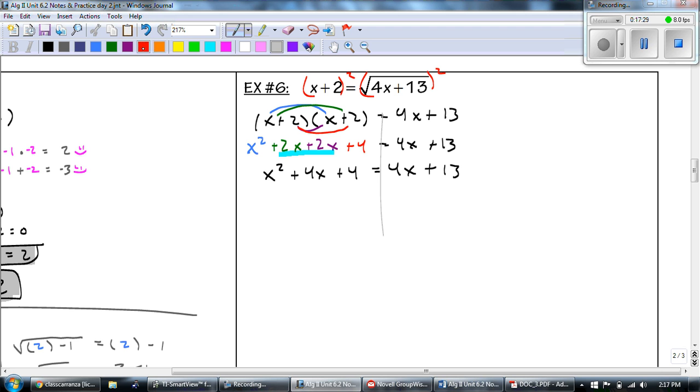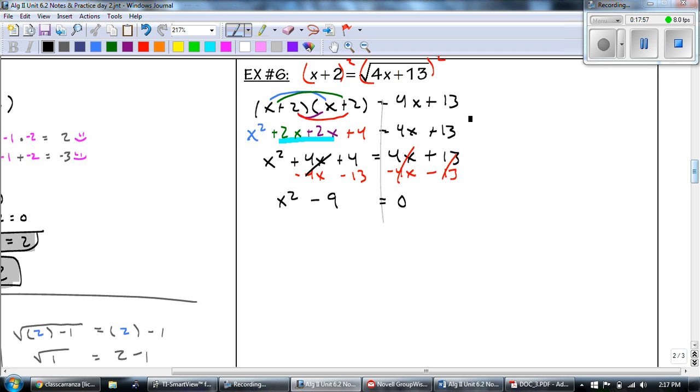Okay? And now we're not done yet because we've got to get this equal to 0. So I'm going to subtract the 4x from both sides, and I'm going to subtract 13. Everything on the right side cancels out and we get 0. And then I get x squared, and 4x minus 4x, those cancel. And then 4 minus 13 is negative 9. So it's really testing, do you guys remember this? I'm left with a quadratic binomial with subtraction.